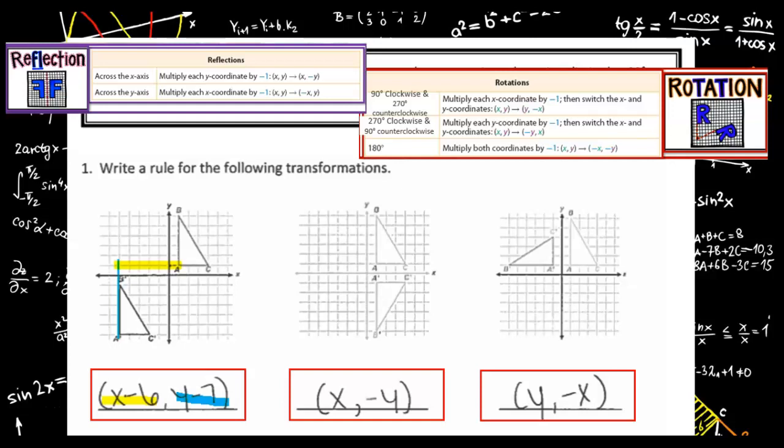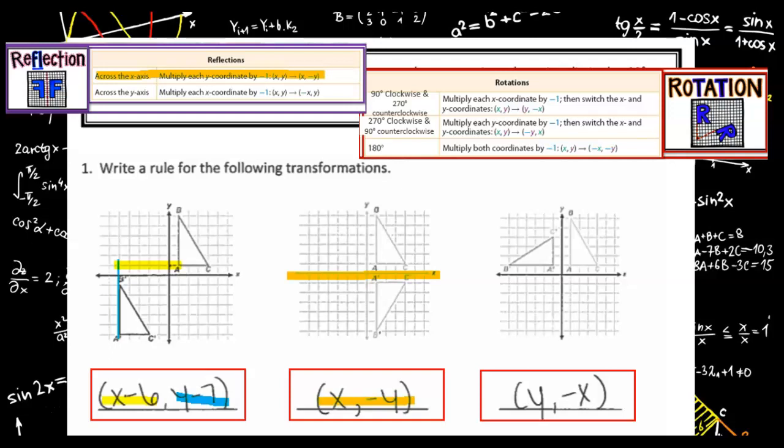Okay, next up we have a reflection across the x-axis. So when you have a reflection over the x-axis, up here, I put a snip at the top from our notes. So when you reflect across the x-axis, the y-coordinate changes signs. So x comma negative y is our rule.